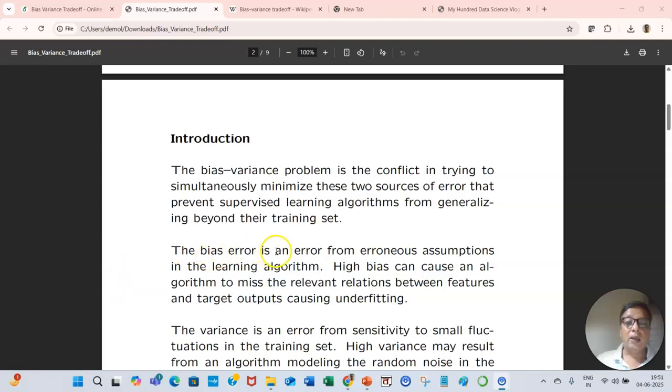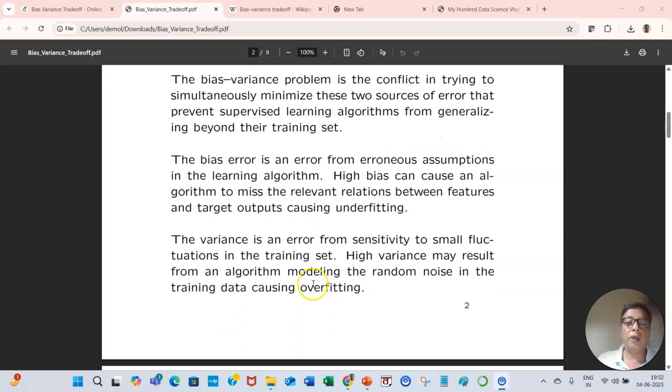The bias error is an error from erroneous assumptions in the learning algorithm. High bias can cause an algorithm to miss relevant relations between the features and target outputs, causing underfitting. So when bias goes up, we face underfitting.